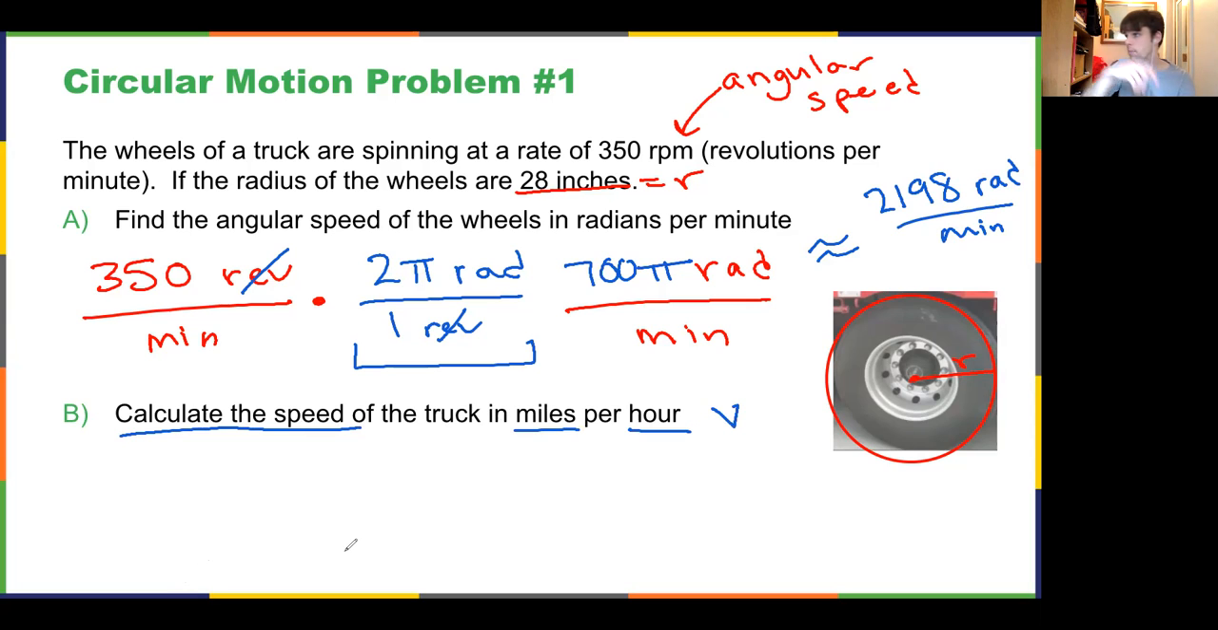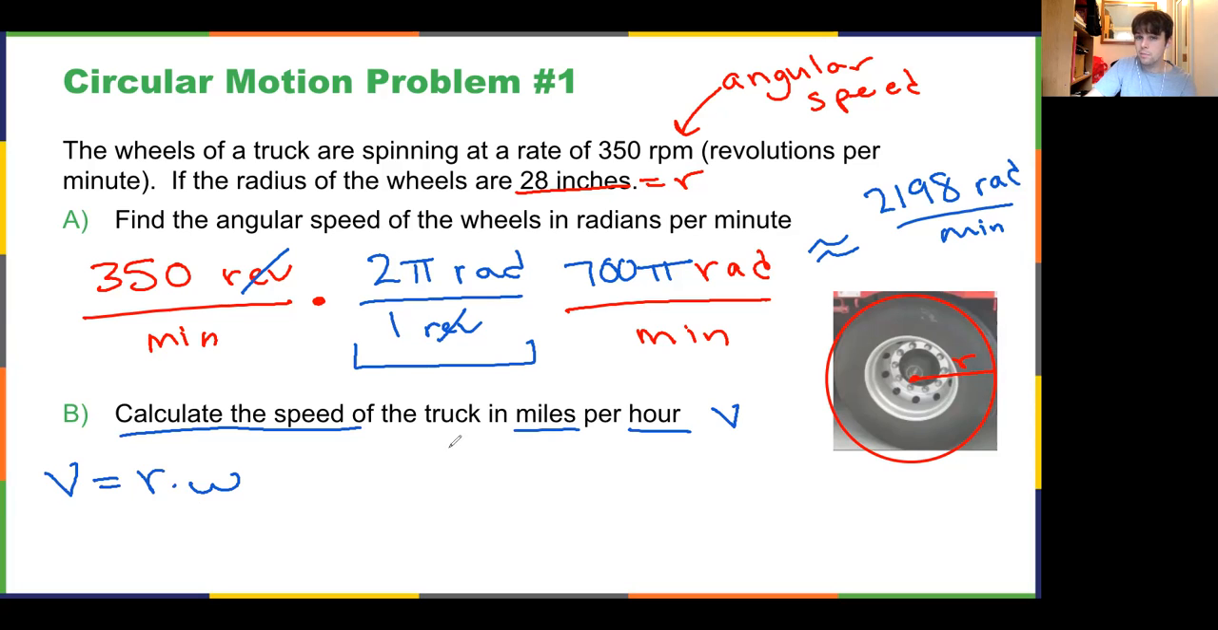Fortunately for us, if we go back to the previous page or have those formulas handy, we do know there is a relationship between linear speed and angular speed. So V equals R times omega. If you take the linear speed, it's going to be equal to the radius times the angular speed.